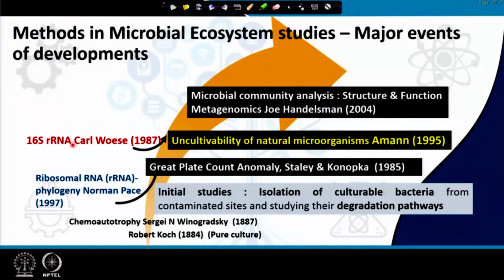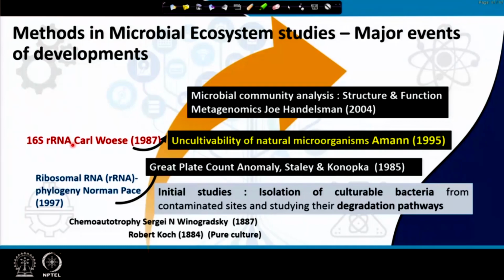As soon as the 16S ribosomal RNA based methods appeared and were streamlined because of the development of PCR and sequencing techniques, microbial community analysis, both structure and function, were streamlined, initially using the 16S ribosomal RNA gene, followed by different functional genes that we will discuss in detail in later lectures.